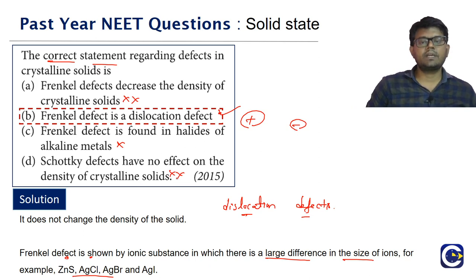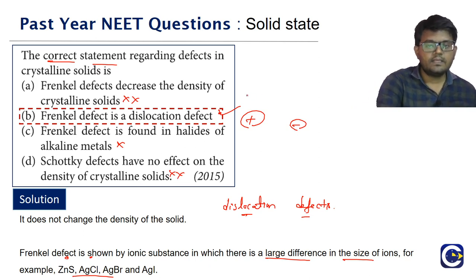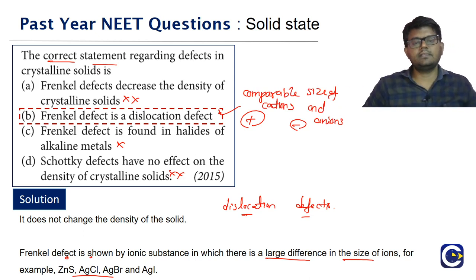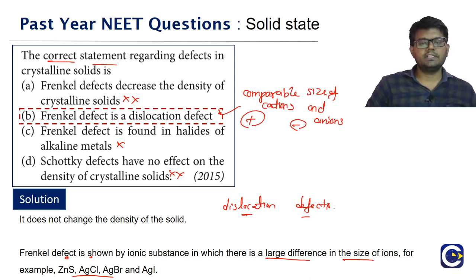Okay, what happens in Schottky defect? If you have comparable size of cations and anions, what happens? They will miss out of their places in equal proportion. That is the Schottky defect. So the correct answer for this is what? Option B.